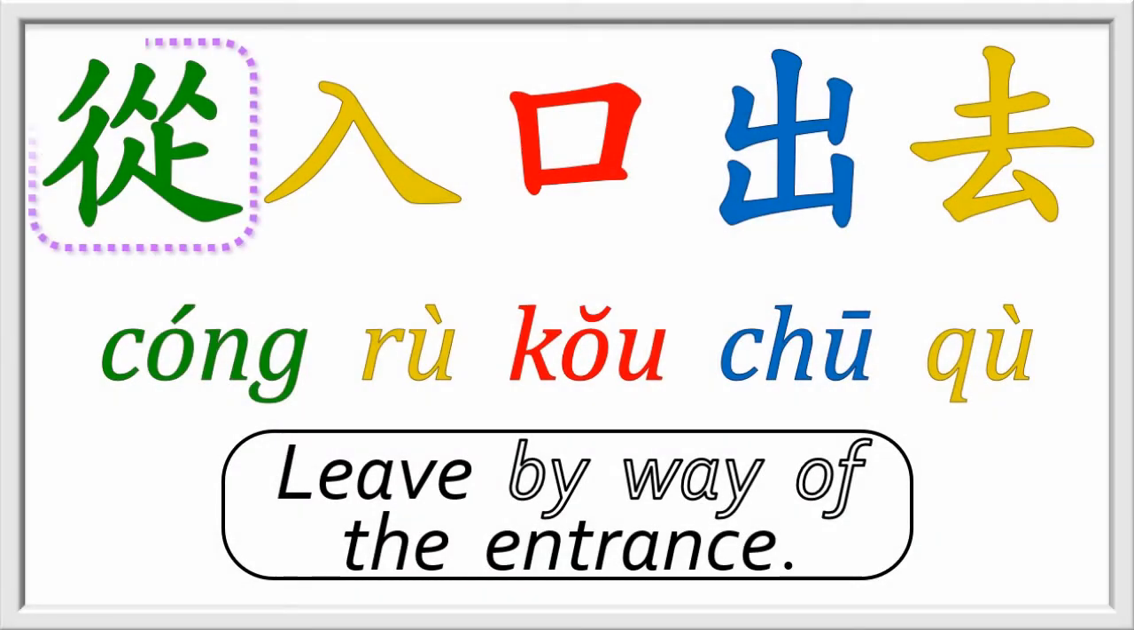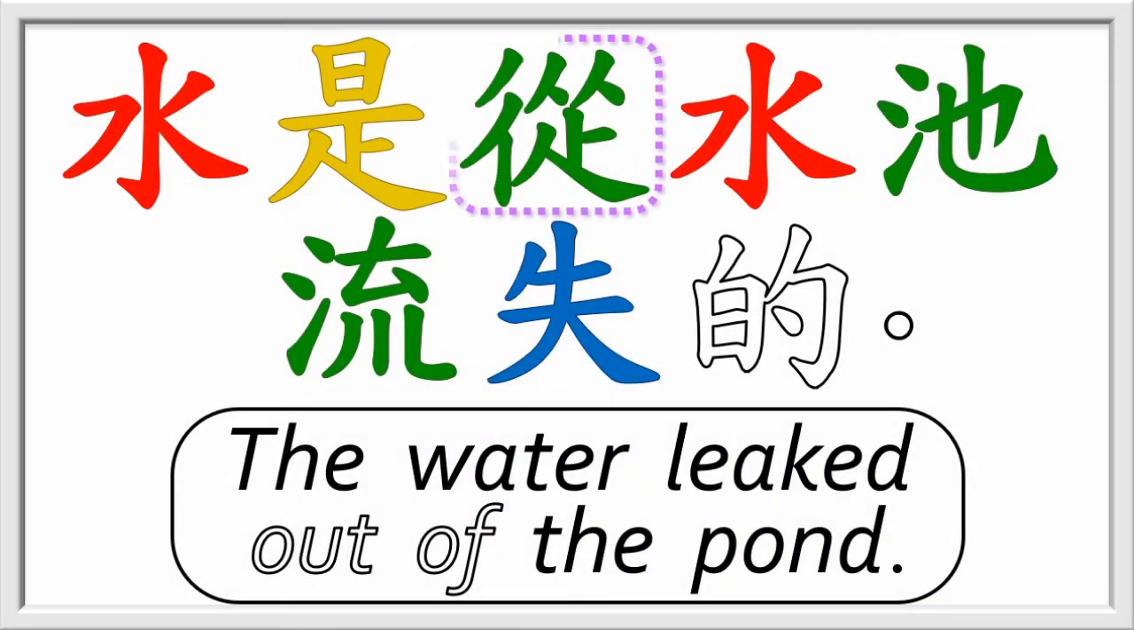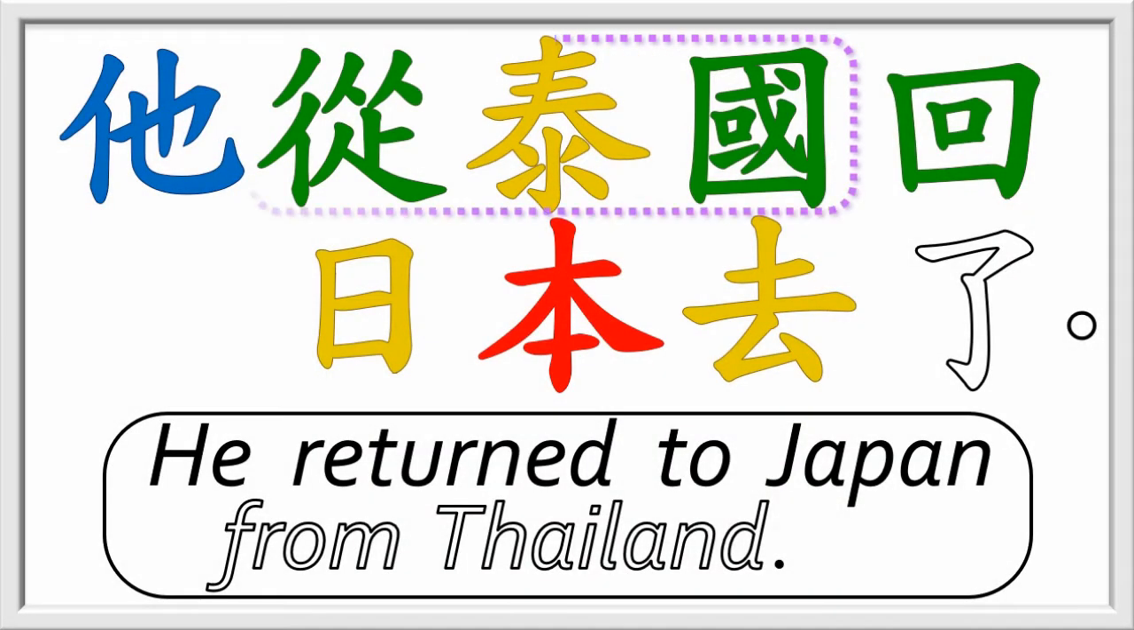Here are three examples meaning go from or by way of. 从入口出去, leave by way of the entrance, instead of the usual exit. 水是从水池流失的. The water leaked out of the pond. 他从泰国回日本去了. He returned to Japan from Thailand.